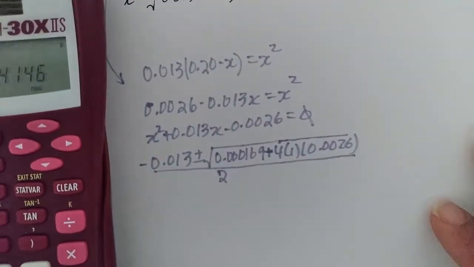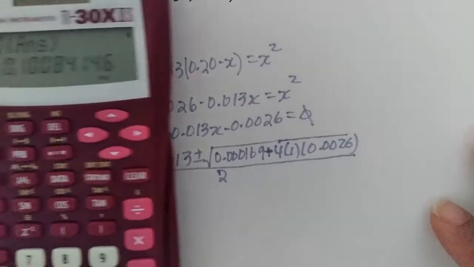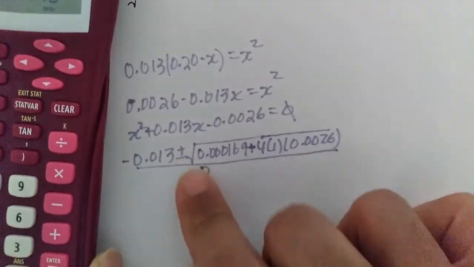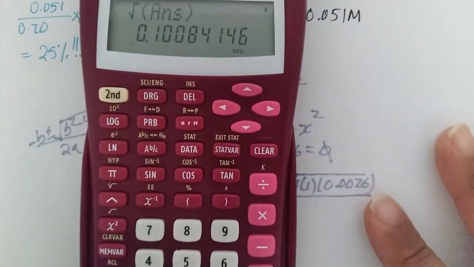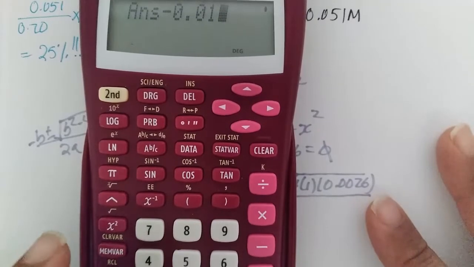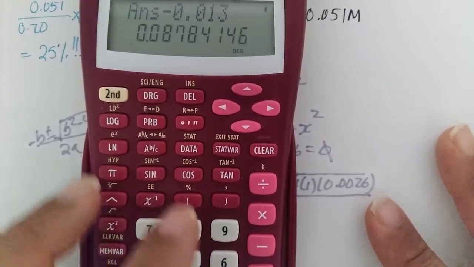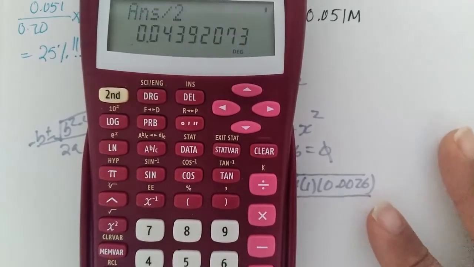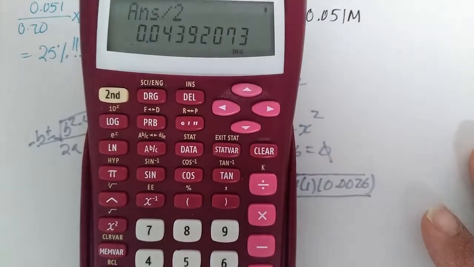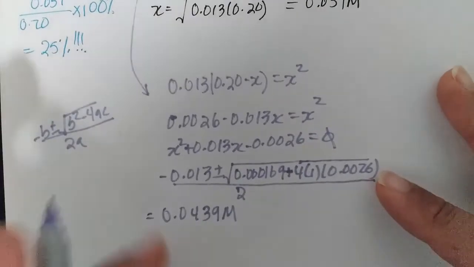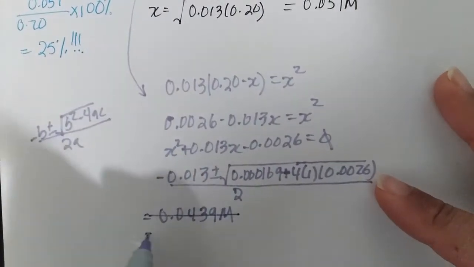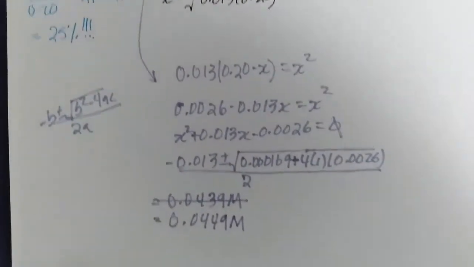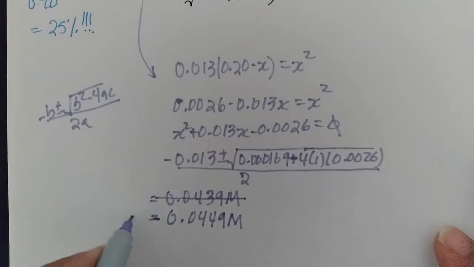So minus 0.013 minus 0.1008 is a minus. You cannot have negative concentrations, so we will go with the plus version. That's plus 0.1008 minus 0.013, and divide it by 2. I'm getting 0.0439. Actually, I redid this calculation on my calculator and it's actually 0.0449, so I apologize about that. That's going to be our value of x.